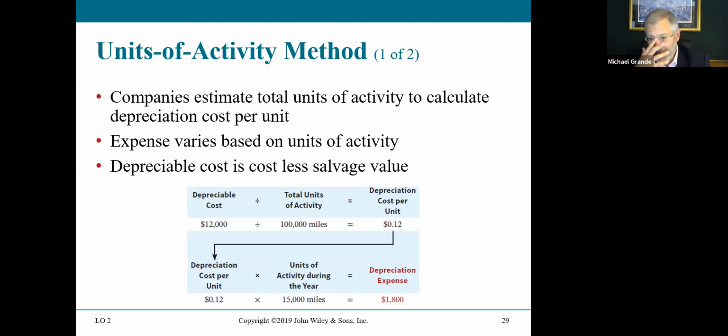In our example, they estimated that this vehicle would have 100,000 miles as useful life. So the depreciable cost, original cost minus salvage value, is $12,000 divided by the 100,000 miles. The depreciation cost per unit, per mile, is 12 cents. First year, they have to tell you a couple of things. They have to tell you the total estimated activity, and then they need to tell you the estimated activity per year. So in the first year, they actually used up 15,000 miles at 12 cents. Depreciation expense is $1,800.